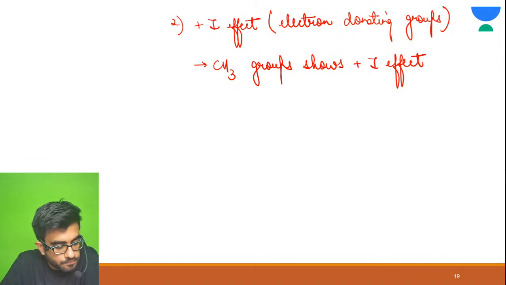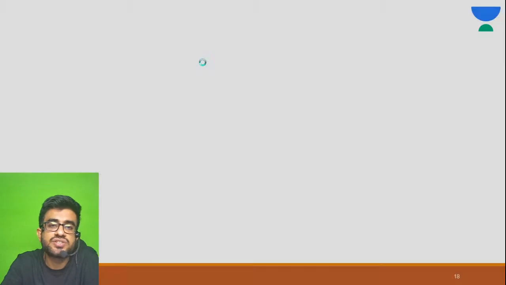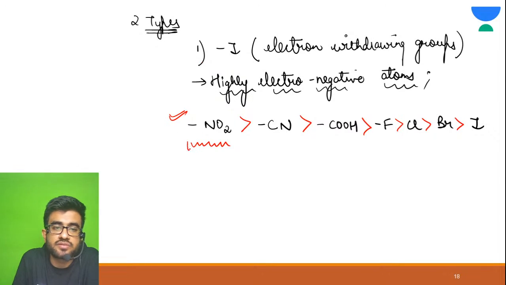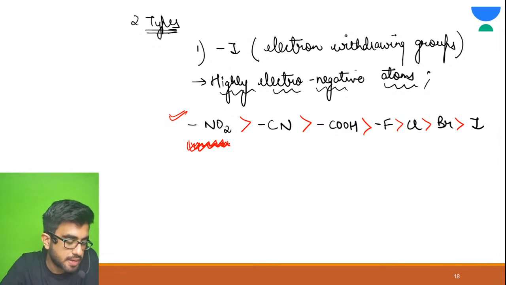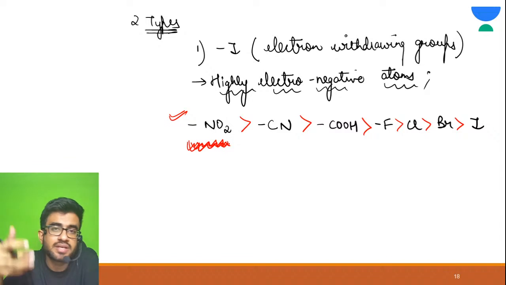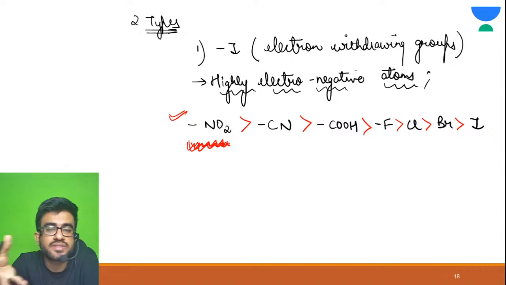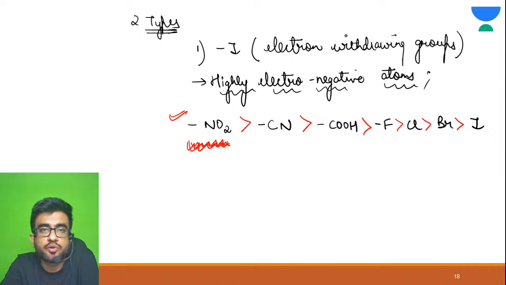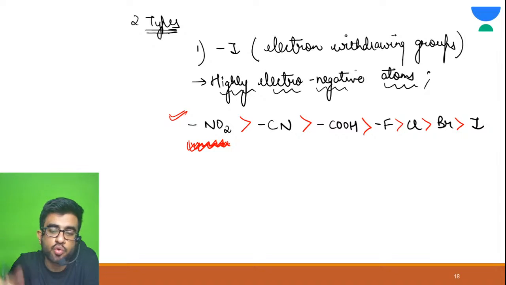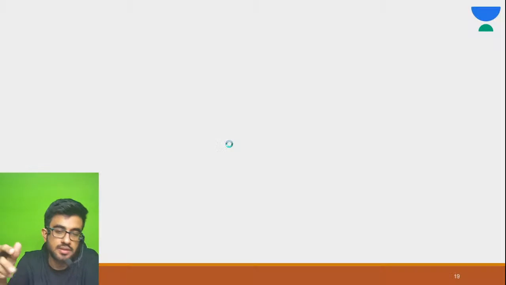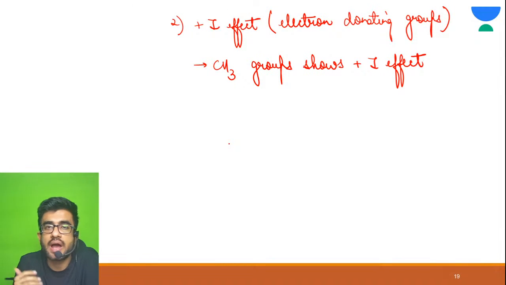Great. NO2 has the highest minus I effect. We can't compare NF3 and NO2 as such. There are parameters on which these are compared. You cannot directly say that if it has fluorine atoms, it would have more minus I. There are more parameters. Just remember that NO2 has more minus I.